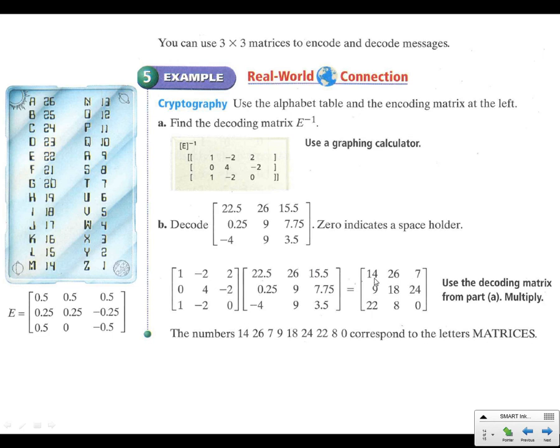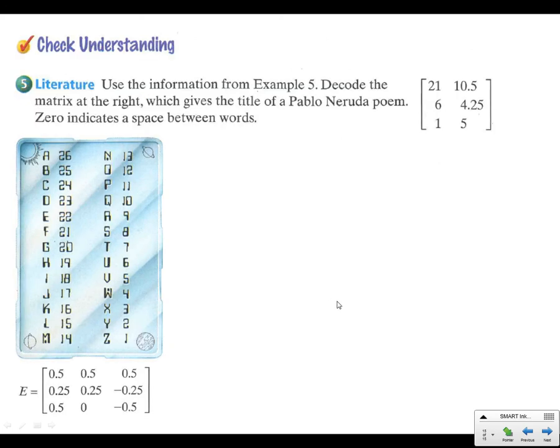So here's our final answer. 14 matches up with M. 26 matches up with A. And you keep going, you're going to get M-A-T-R-I-C-E-S. Look at that, it spells matrices. Alright? So your job is to decode this. Remember, use the inverse, times it by this, and each answer that you get is going to match up with a letter. See if you can find the title of a Pablo Neruda poem.